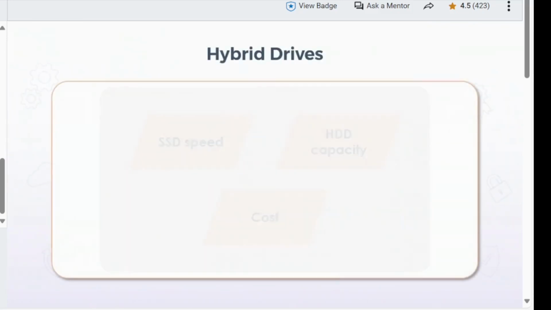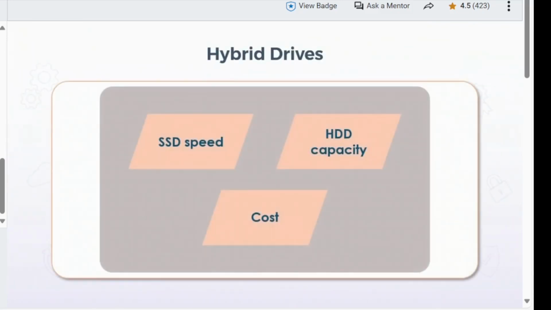Finally, it is worth mentioning the hybrid drive, which, as its name indicates, is a combination of both a traditional hard disk drive and a solid-state drive in a single unit. Now, these came about primarily when solid-state drives were new on the market, so they provided an option to upgrade incrementally, for lack of a better word.